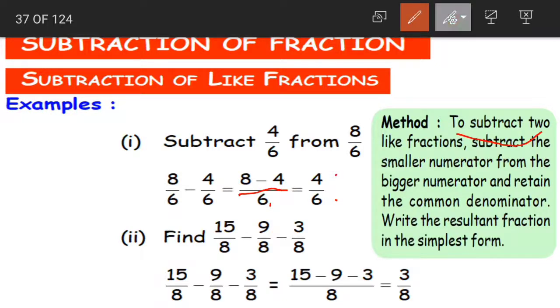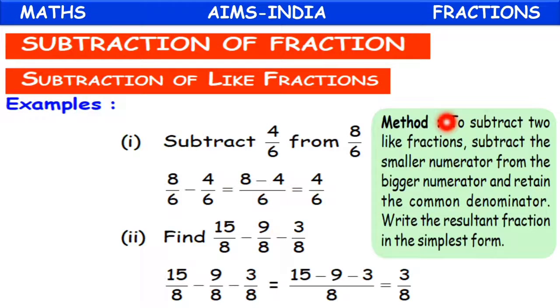See, to subtract two like fractions, subtract the smaller numerator from the bigger numerator. Yes, we always do this only. Even when we are subtracting two numbers, we always subtract the smaller one from the bigger one. And then we retain the common denominator here as we do in addition of like fractions. Write the resultant fraction in its simplest form.